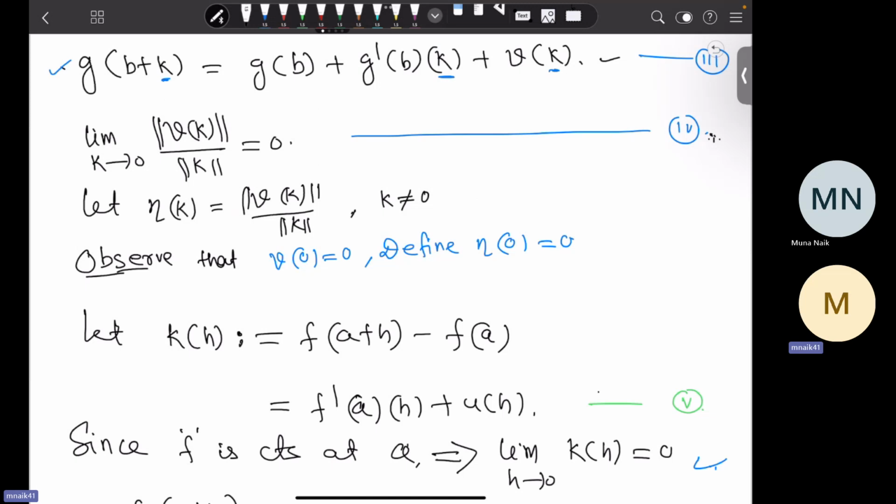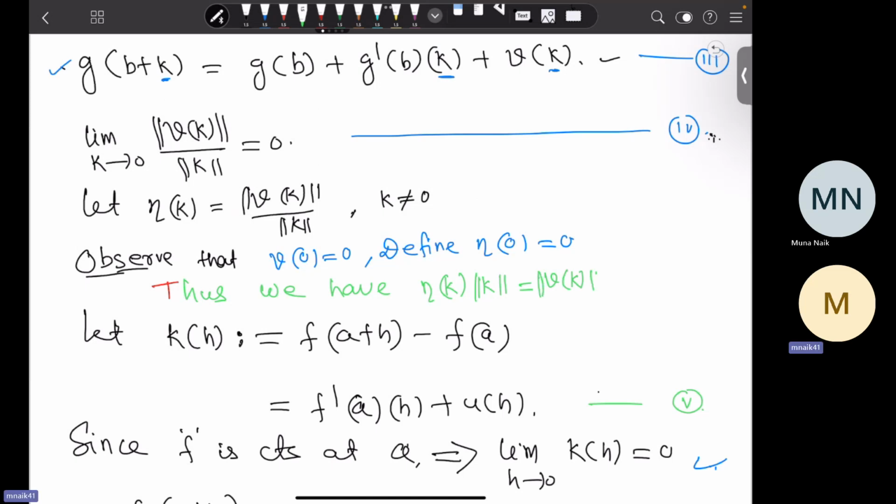Thus we have this thing: eta k into norm of k is really norm of bk.